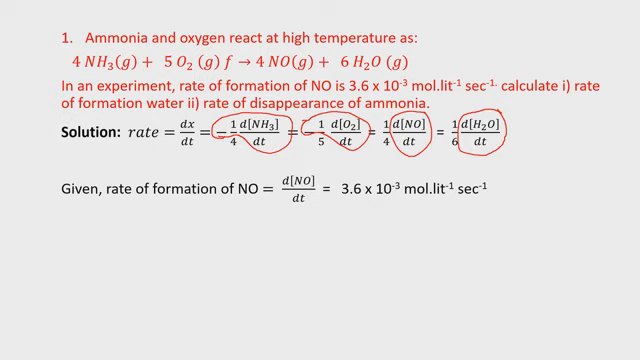Next one. Given rate of formation of NO, what is the rate of formation of NO? General symbol dNO by dt. So rate of formation of NO equal to dNO by dt equal to, what is given in the question?